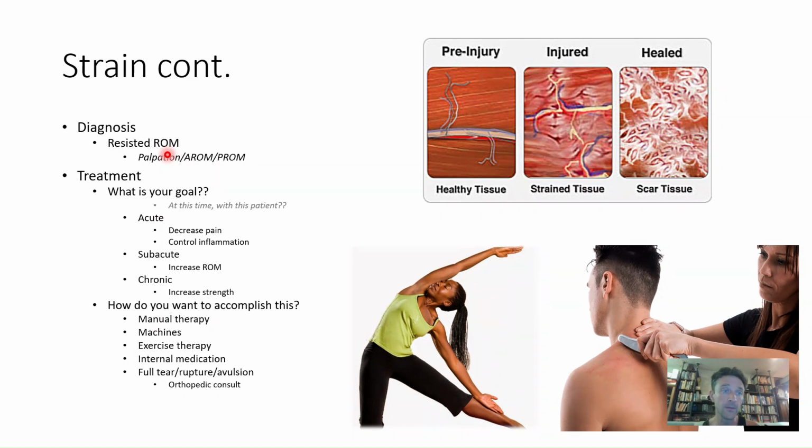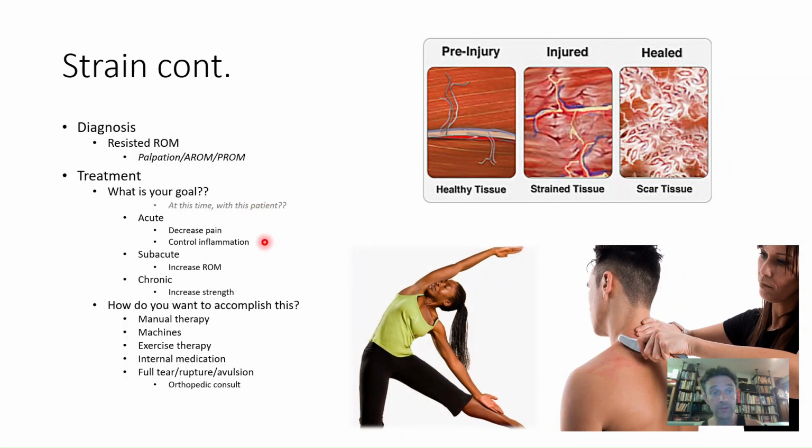So how do you treat it? Well, what is your goal? Specifically at this time with this patient. During acute phases, generally you're going to want to decrease the pain and control the inflammation, right? Subacute phases, generally you're going to increase your range of motion. In the chronic phases, generally you're increasing strength, right? How do you want to achieve that?